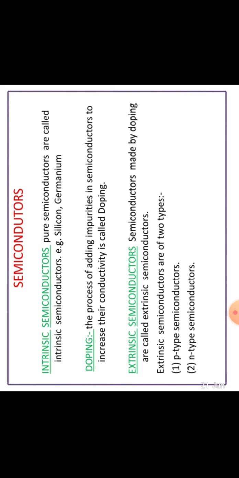Second category is extrinsic semiconductor. Extrinsic semiconductors are the semiconductors which are prepared by mixing a foreign substance into intrinsic semiconductors. For example, if you take silicon, and other elements like boron, aluminium, gallium are mixed with silicon, then the semiconductor formed is called an extrinsic semiconductor.